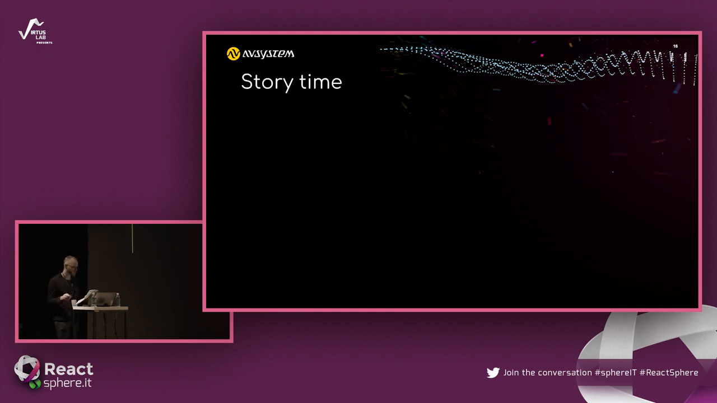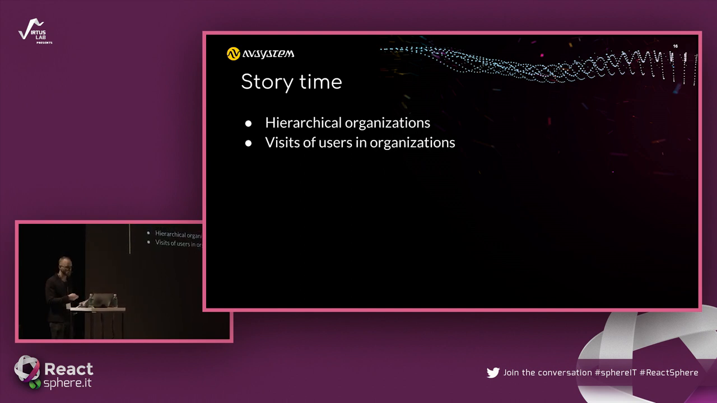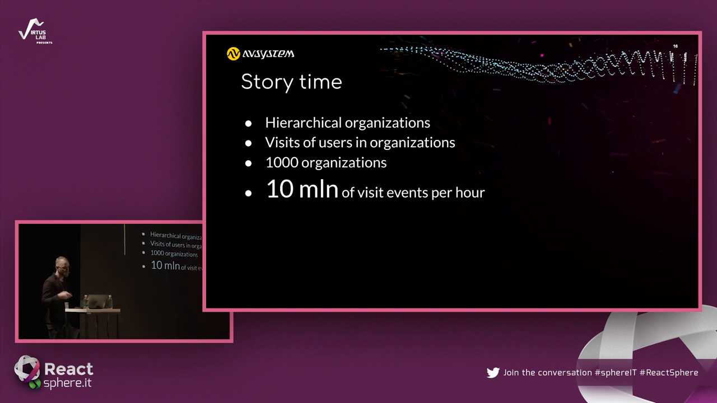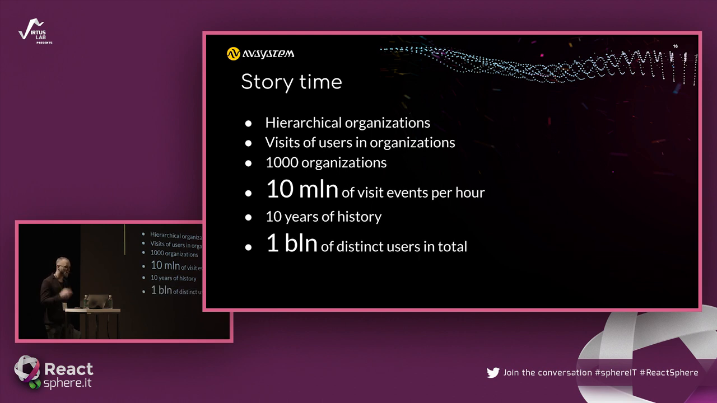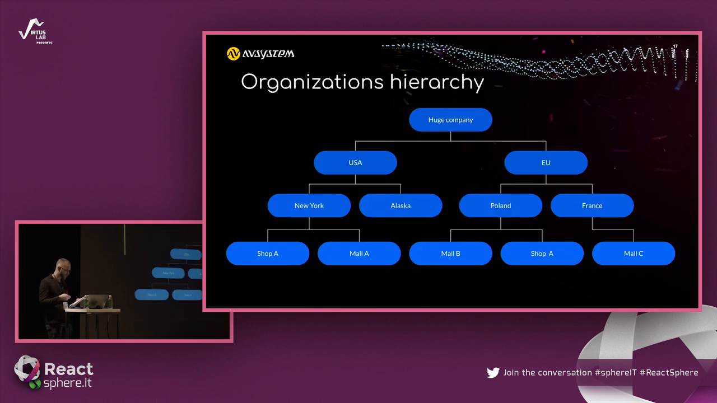So imagine we have such a case. We have organizations and visits of users in these organizations. Here are some numbers about the data set: 1,000 organizations, 10 million visit events per hour, 10 years of such history, and 1 billion distinct users in total. Organizations are hierarchical, and the hierarchy forms a tree. That means that, for example, if some user visits shop A, he also visits New York and USA and some huge company to which this whole tree belongs.